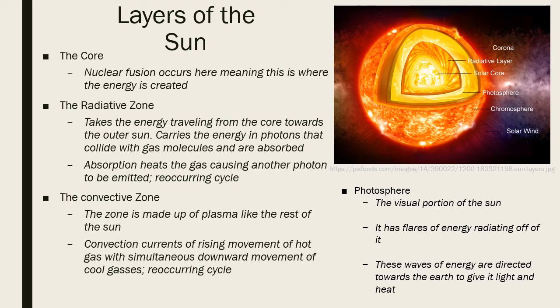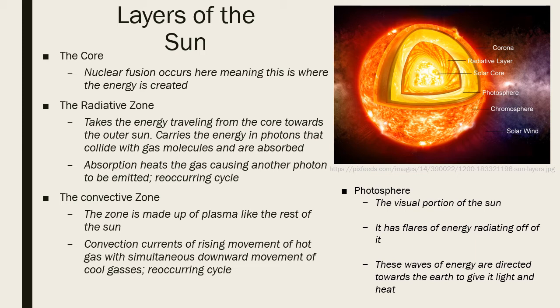Layers of the sun. The core is the innermost layer, and it is where we see the most increase in pressure. This increase in pressure allows nuclear fusion to occur, meaning this is the layer where most of the energy of the sun is created. This energy travels up the core into the radiative layer.